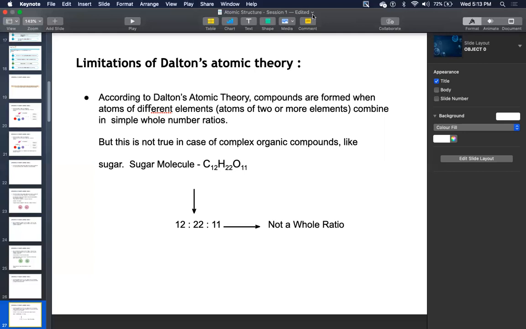The one postulate which says that the relative number of atoms and kind of atoms are constant in a given compound, right? So this means if they are constant, then in a chemical reaction mass will be conserved, right?